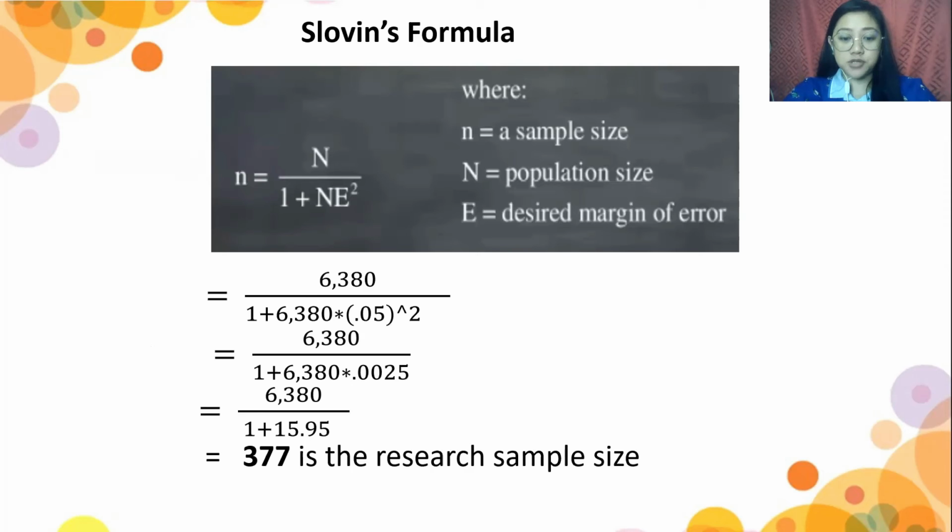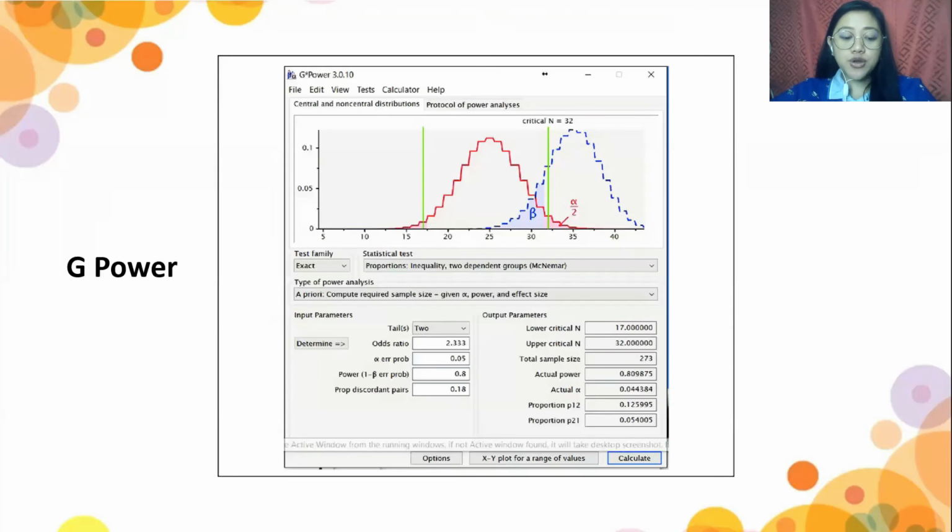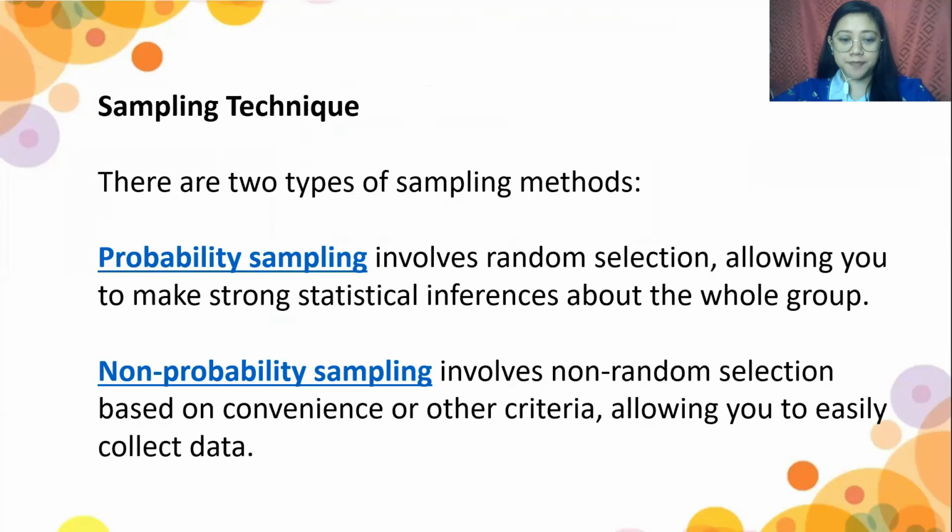In getting the sample size, you can use the Slovin formula. We also have online calculators, for example, Raosoft. Or you can use G*Power.